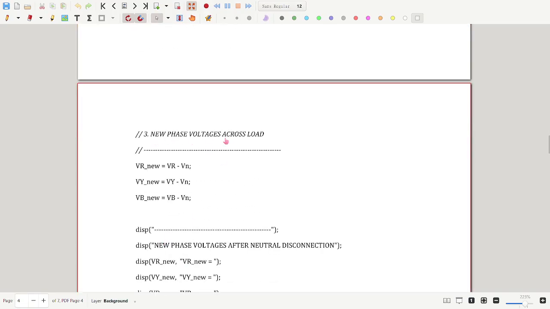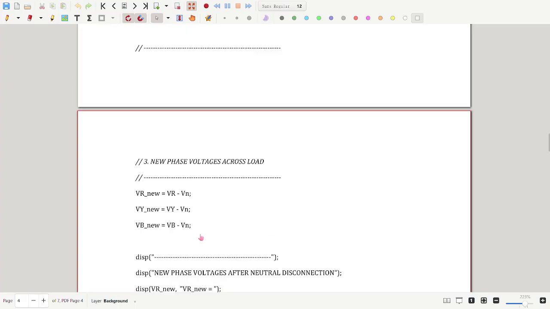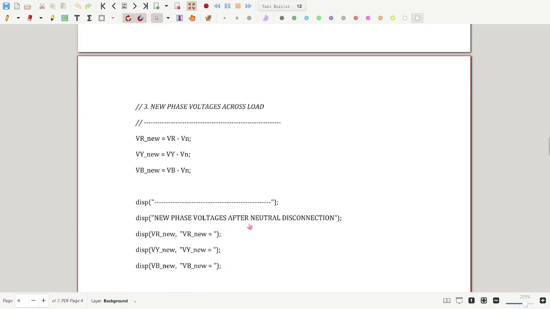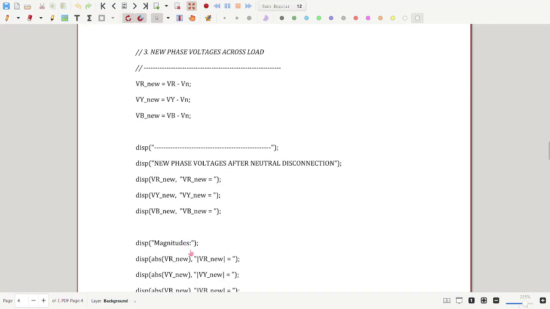Now the new phase voltages across the load. When the neutral is floating, we calculate the new phase voltages: VR new is equal to VR minus Vn, VY new is equal to VY minus Vn, VB new is equal to VB minus Vn. So you subtract the neutral floating voltage from the previous voltages, and then you get the new phase voltages because the neutral is floating. Now you display those values, display the new phase voltages after neutral disconnection, and display the magnitudes also.